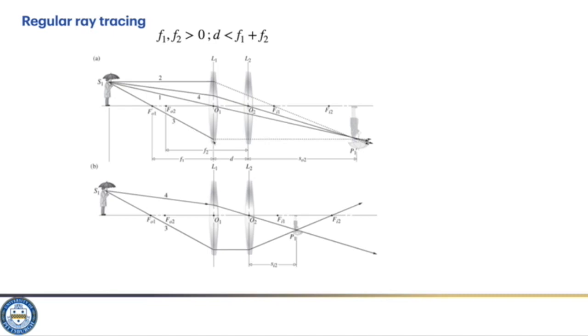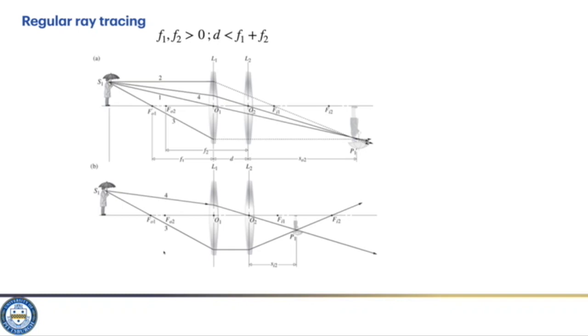We also have ray 3, which would have traveled parallel to the axis and hit the lens L2. So we see that ray 3 now, which I have drawn in a solid line, has to bend towards the focal point. And so the ray 3 will meet the focal point, and we now see that the image must be formed at the intersection of the rays 4 and 3.